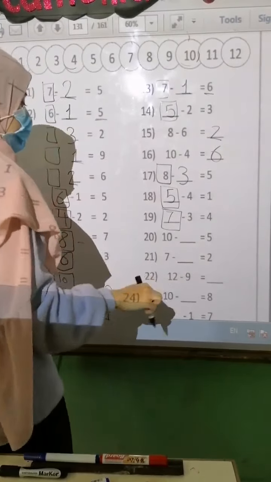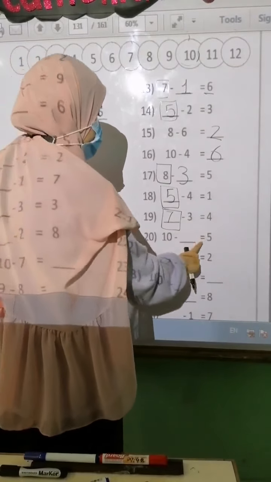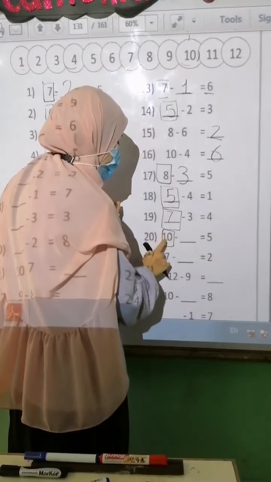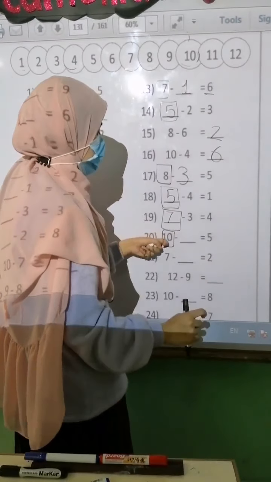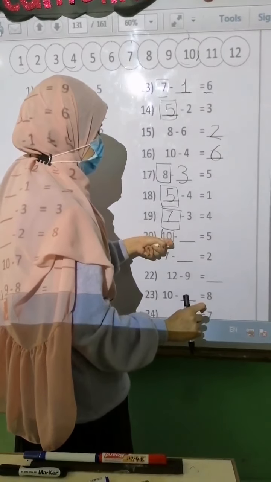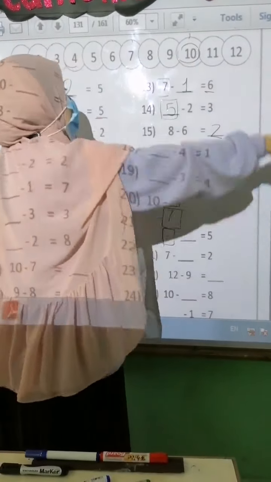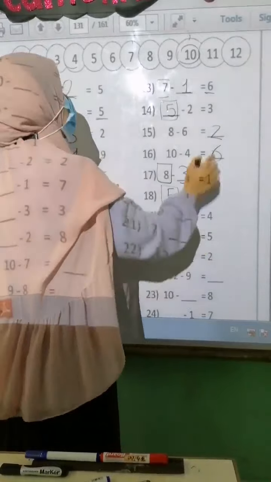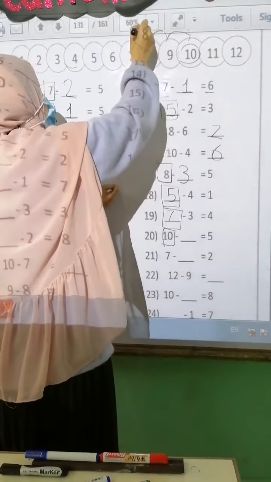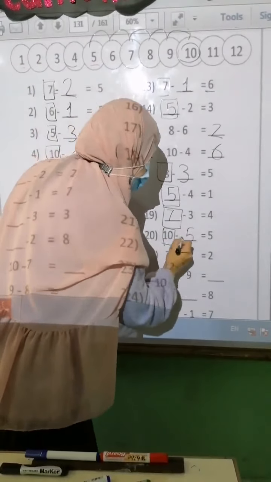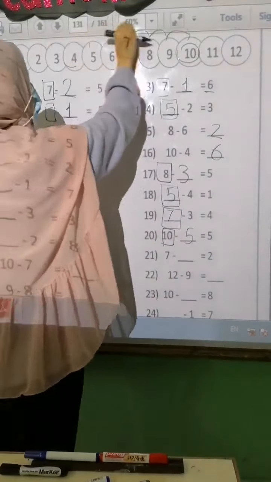Problem number 20. 10 minus missing number equals 5. The greatest number in the subtraction problem is always at the first. Is it here or is it missing? It's here. Then circle 10. And go backward. How many steps? 5. 1, 2, 3, 4, 5. The answer is 5. 10 minus 5 equals 5.